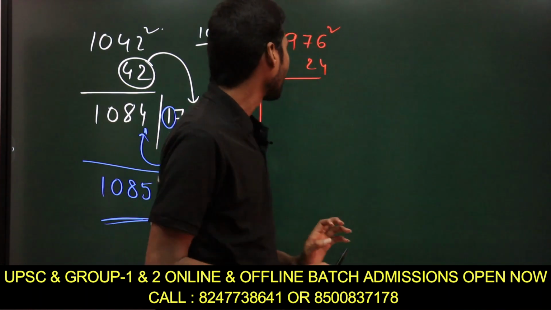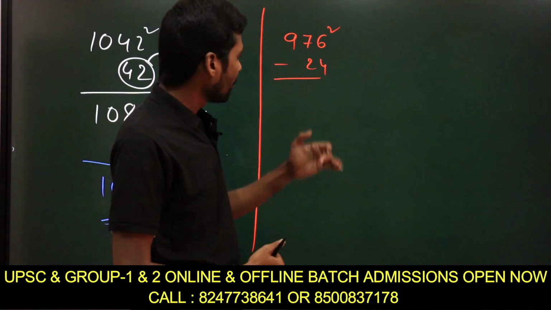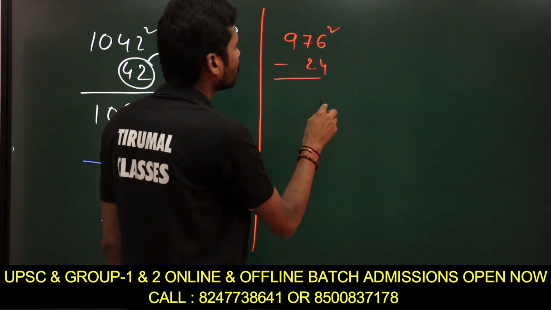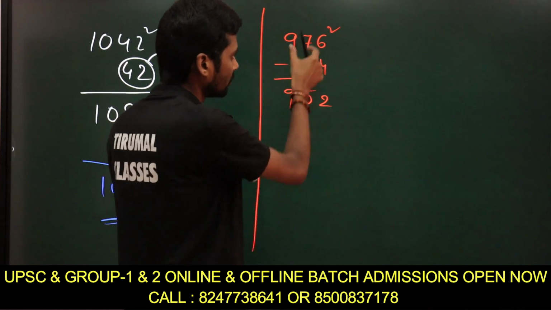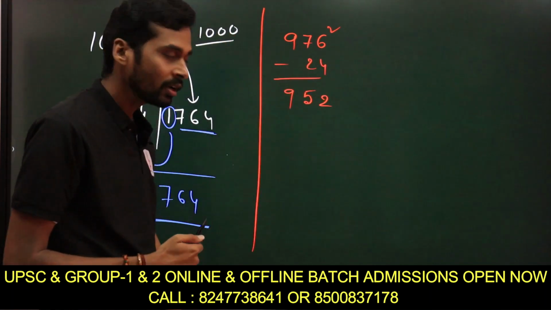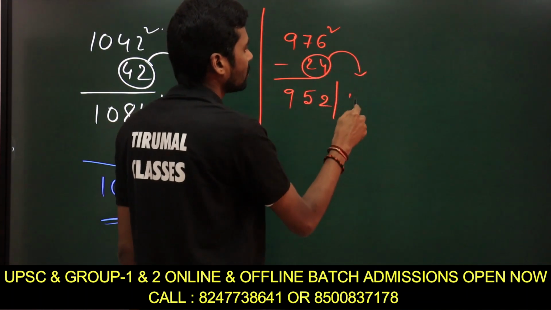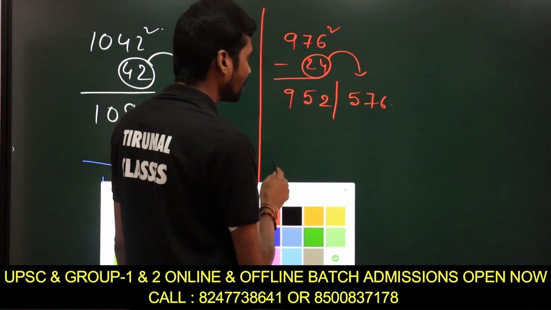Is it clear? Okay, so 976. How much is it less than 1000? 24, right? So 6 minus 4 is 2. 7 minus 2 is 5. 952. So 976 minus 24 is 952, and then simply square the number. 24 square is how much? 576.